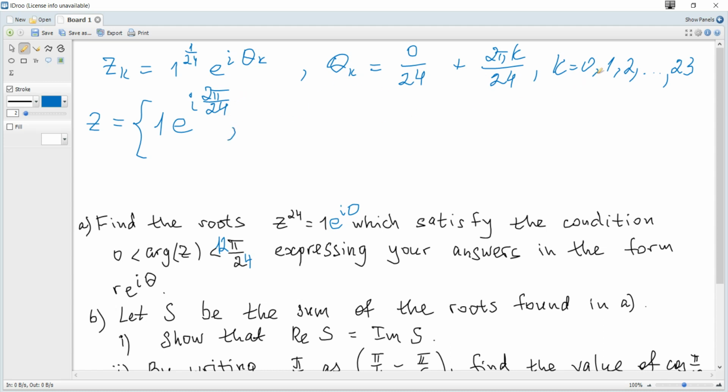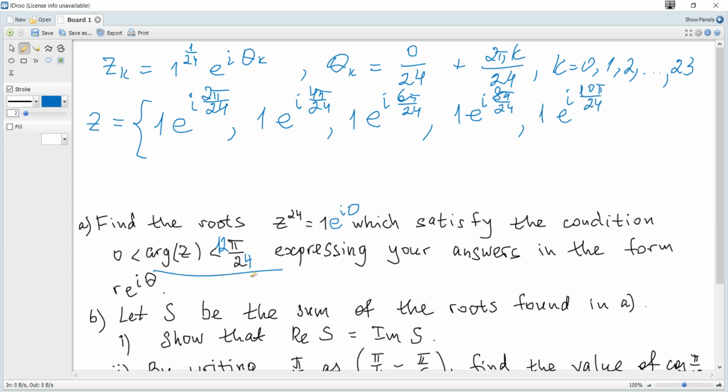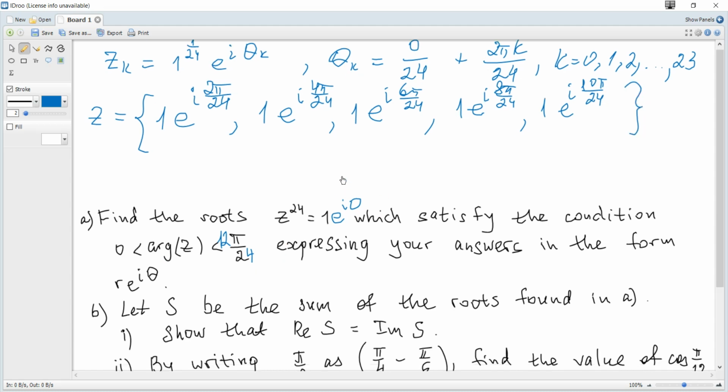The next possible root is when k is 2, so it's 1 e to the power i 4 pi over 24. When k is 3, it's 1 e to the power i 6 pi over 24. When k is 4, it's 1 e to the power i 8 pi over 24. When k is 5, it's 1 e to the power i 10 pi over 24. When k is 6, it's 12 pi over 24, but it's strictly less, so it's not a root. And we can see that there are 5 roots in total.